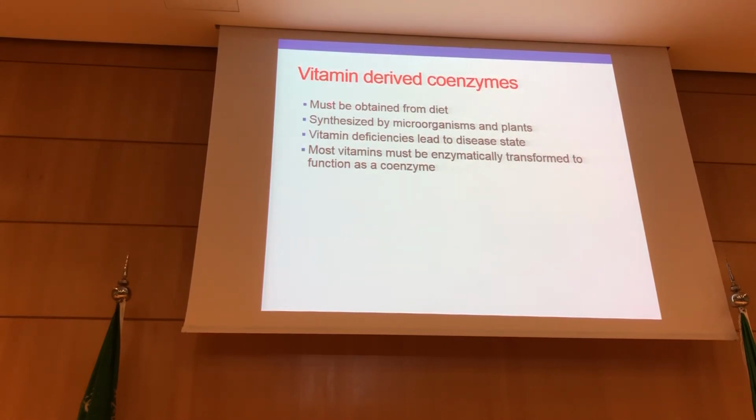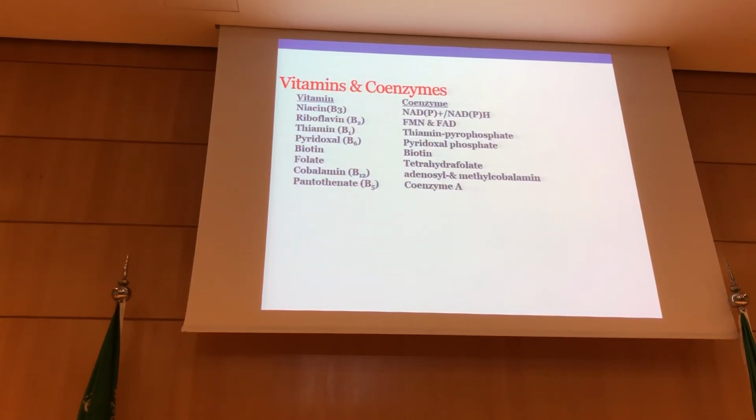So these vitamins must be obtained from our diet, and the coenzymes are derived from vitamins. Deficiency of vitamins can lead to disease, and most vitamins are transformed to function as a coenzyme. Let's see this table. In this table, we have a list of water-soluble vitamins and their coenzymes.